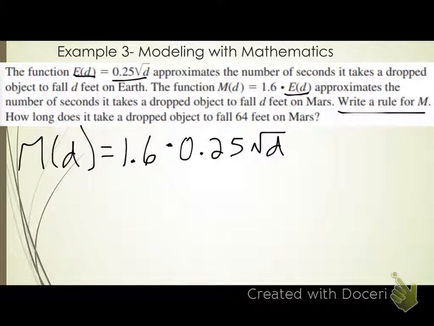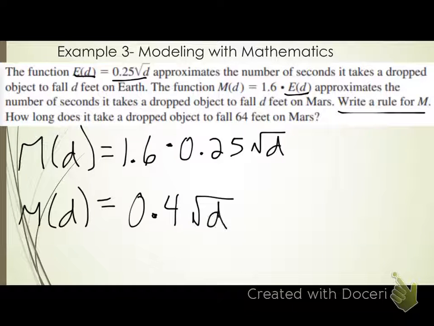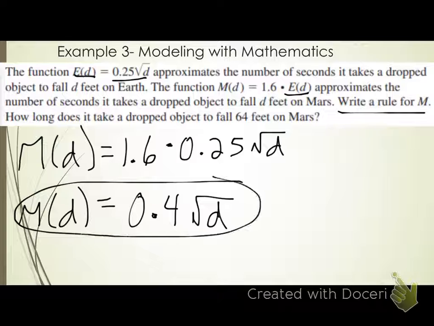Any questions on what I've done there? Does that make sense? Now I can just multiply 1.6 and 0.25. Can someone type that in their calculator for me? 1.6 times 0.25. Tell me what you get. 0.4? So 0.4 square root of d. Here is my rule for m. There's part 1 of my question. Not too bad. Right?